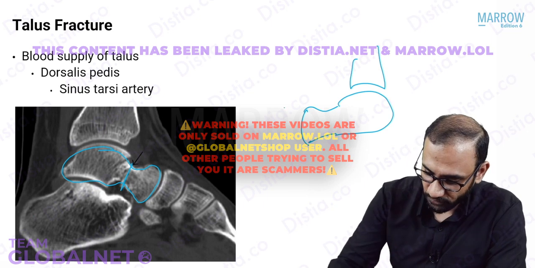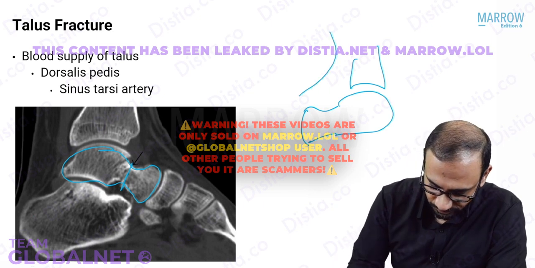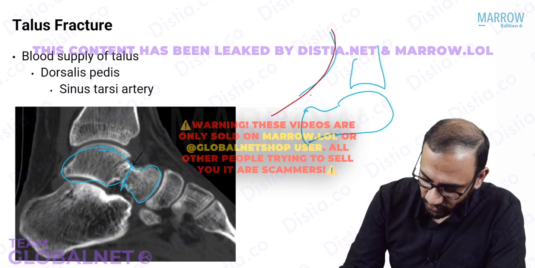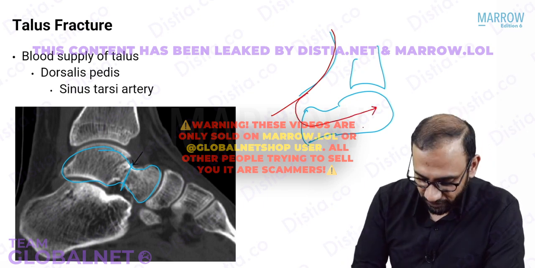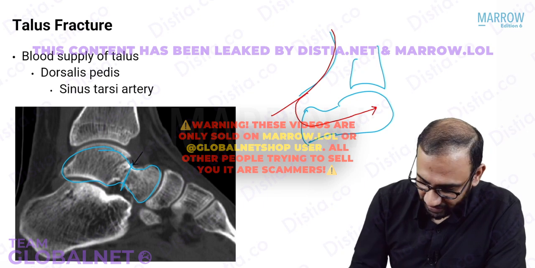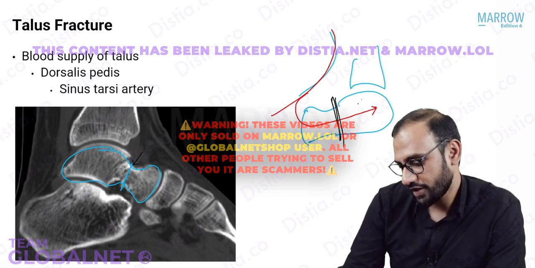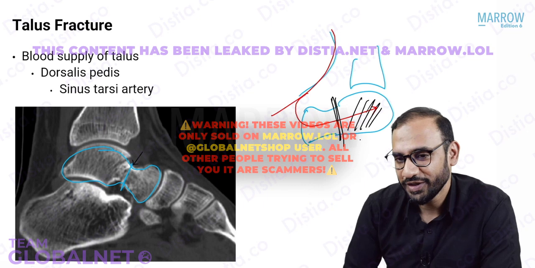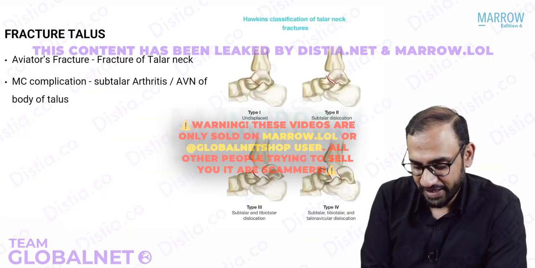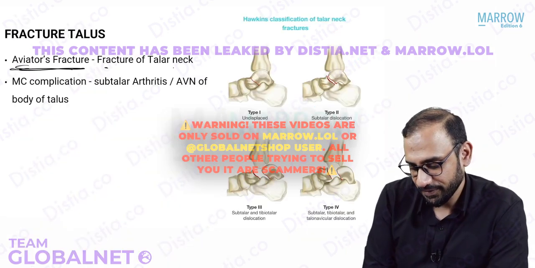If you recall, dorsalis pedis artery. This is dorsalis pedis artery and gives out a sinus tarsi branch which goes retrograde. So if you have a fracture of the neck of the talus, which part will go into avascular necrosis? Body will go into avascular necrosis. This is known as aviator's fracture, the fracture of the talar neck.